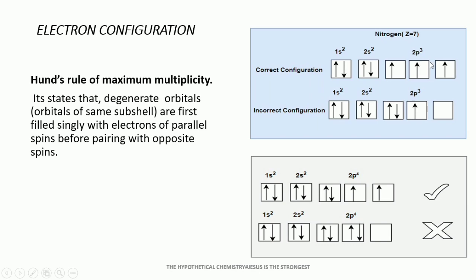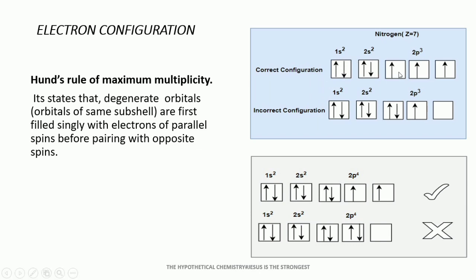Look at this. We have nitrogen with atomic number 7, meaning we have 7 electrons in the nitrogen atom. All right, so the first shell, we take a maximum of 2. That is from Pauli's exclusion principle. And 2, you have to fully fill it from Aufbau's principle before you move to the second shell or the second orbital, which is the 2s.